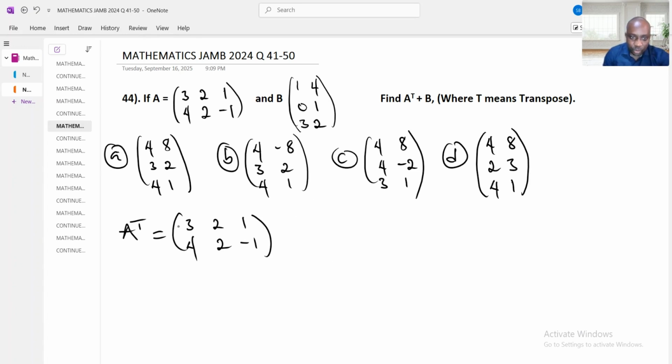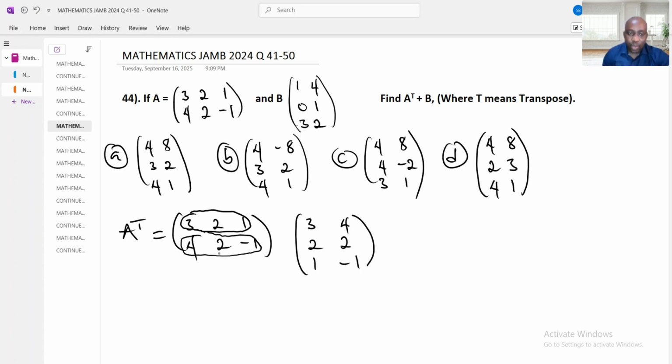Now the first one that we have as a row will be turned to a column: 3, 2, 1. The second row, we turn that one again to the second column. We have 4, 2, minus 1. It means that we have transposed the A.